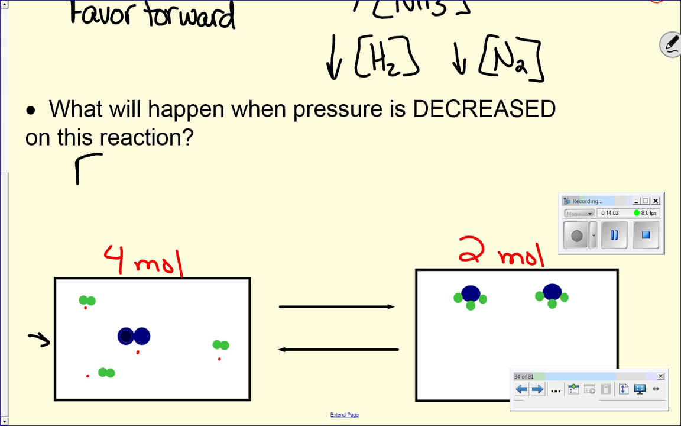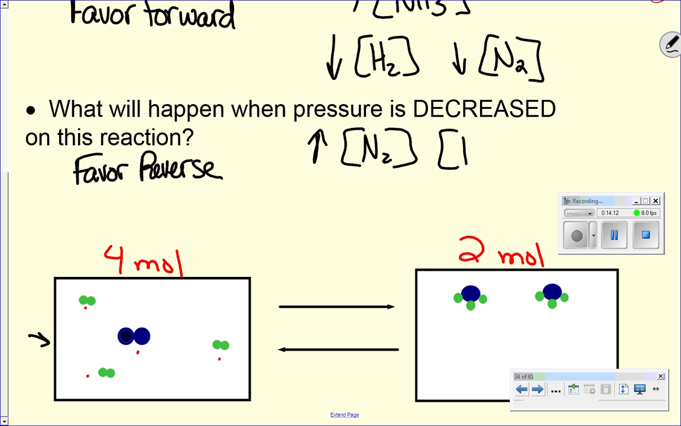So in this case, we're going to favor the reverse reaction. We're going to have an increase in our concentration of N2, an increase in our concentration of H2, and we're decreasing our amount of NH3.